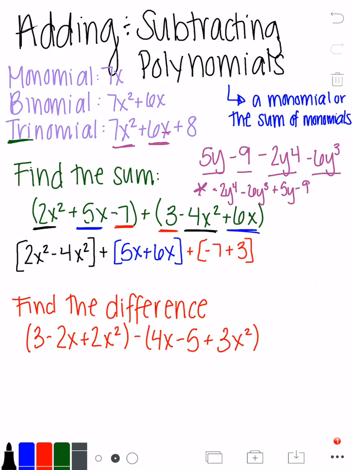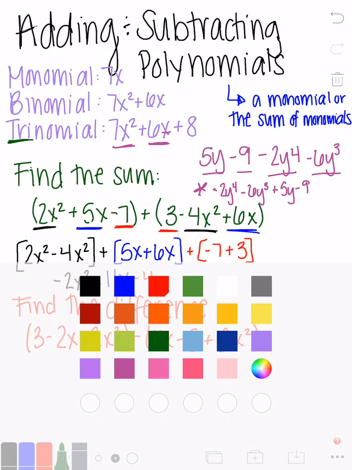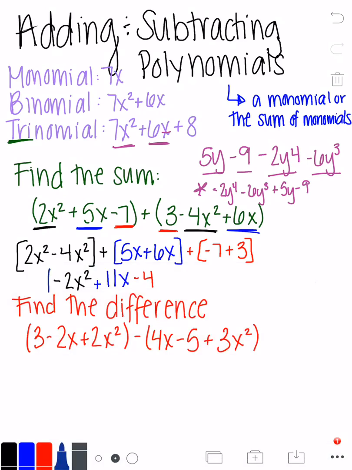So now we combine these. 2x squared minus 4x squared gives us negative 2x squared plus 11x minus 4, right? Easy enough. So this right here would be our answer to this problem of adding two polynomials.